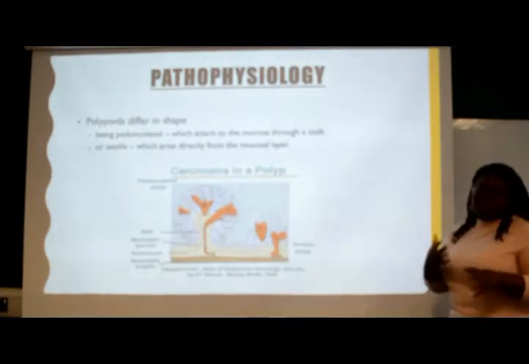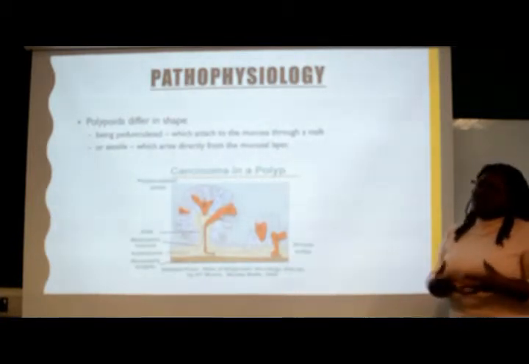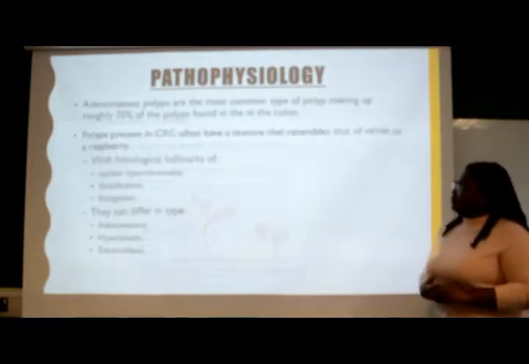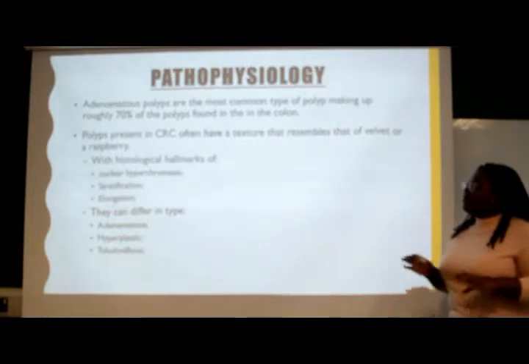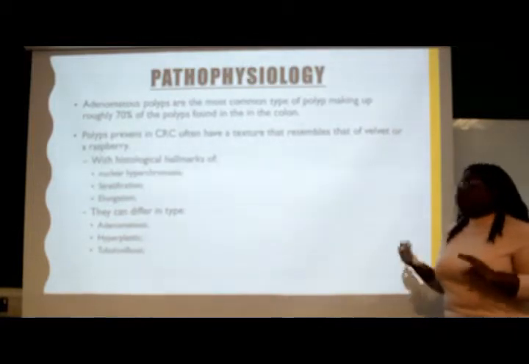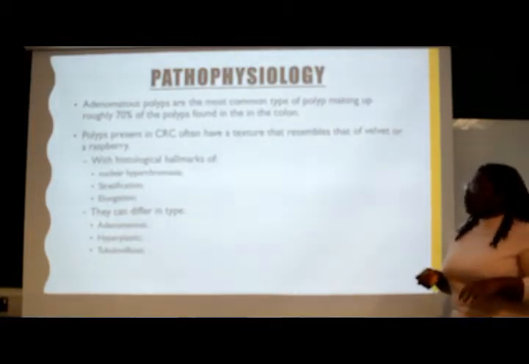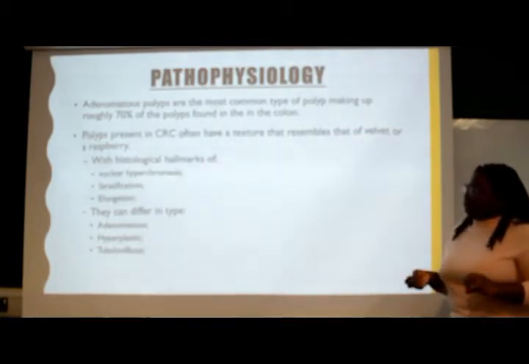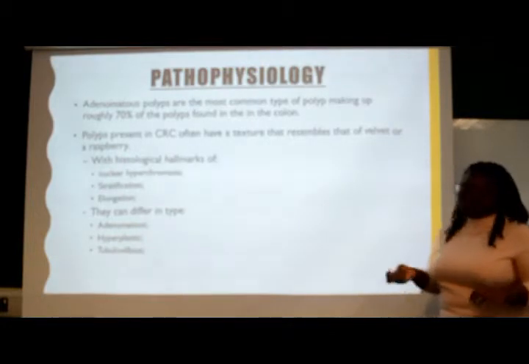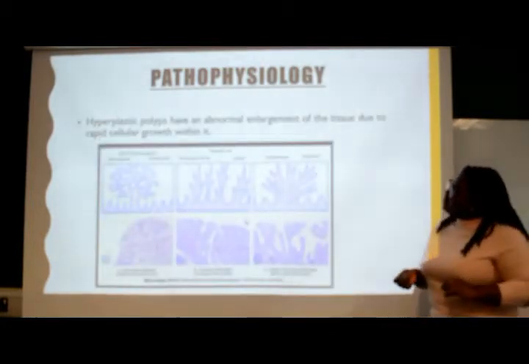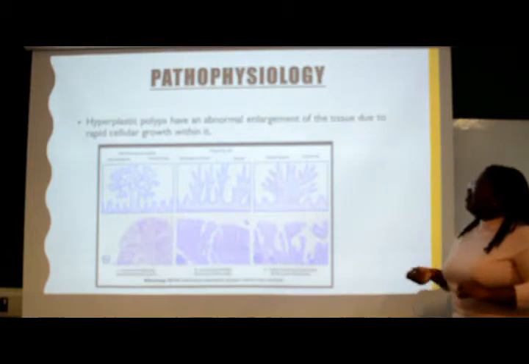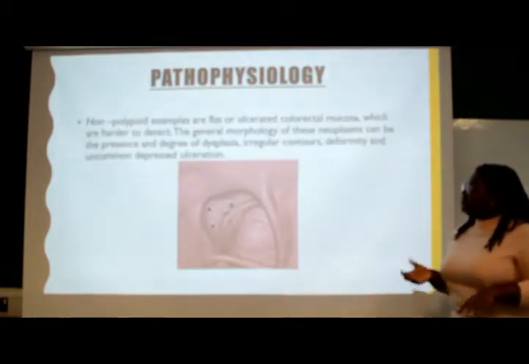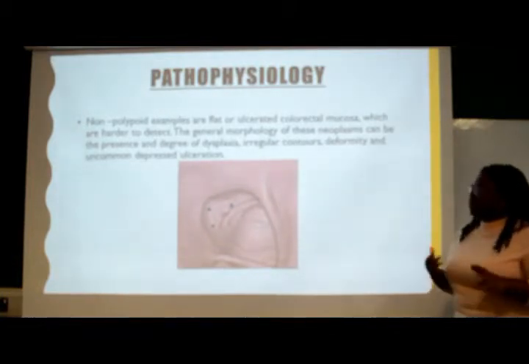Polypoids differ in shape, being pedunculated, which are attached to the mucosa through a stalk, or sessile, which rise directly from the mucosal layer. Polyps present in colorectal cancer often have a texture that resembles that of velvet or a raspberry, with histological hallmarks of nuclear hyperchromasia, stratification, elongation, and they can differ in type, being adenomatous, hyperplastic, or tubulovillous. Hyperplastic polyps have an abnormal enlargement of the tissue due to the rapid cellular growth within it, and non-polypoid examples are flat or ulcerated colorectal mucosa, which are harder to detect.